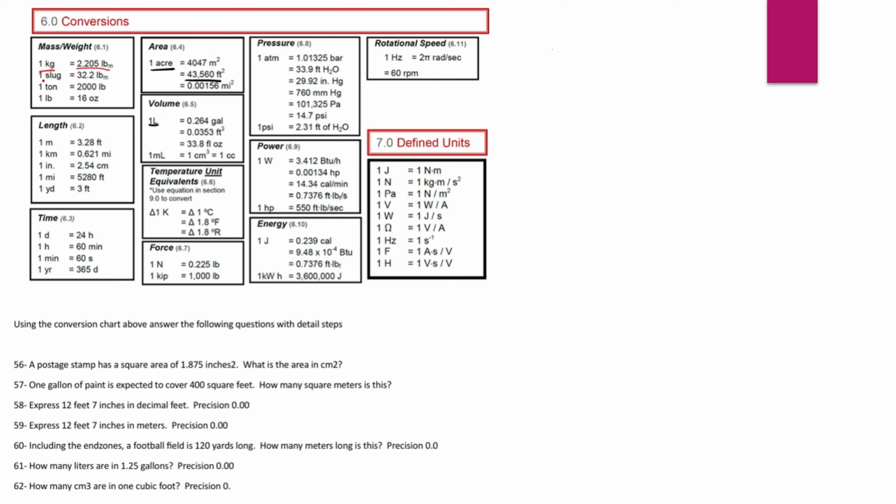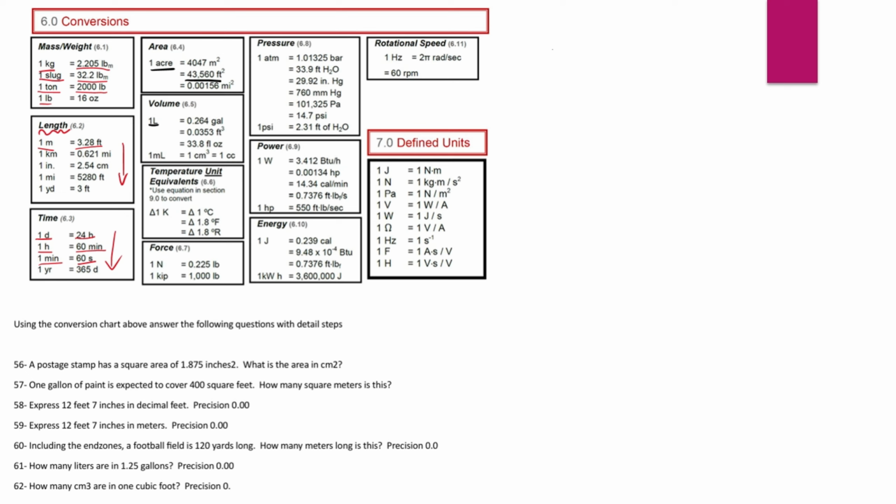Okay, so we also have one slug, which is equal to 32.2 pound mass. One ton is equal to this many pounds, and so on. We also have units for length, like 1 meter equals 3.28 feet, and similarly so on. Then we have time, like one day having 24 hours, 1 hour having 60 minutes, 1 minute having 60 seconds.